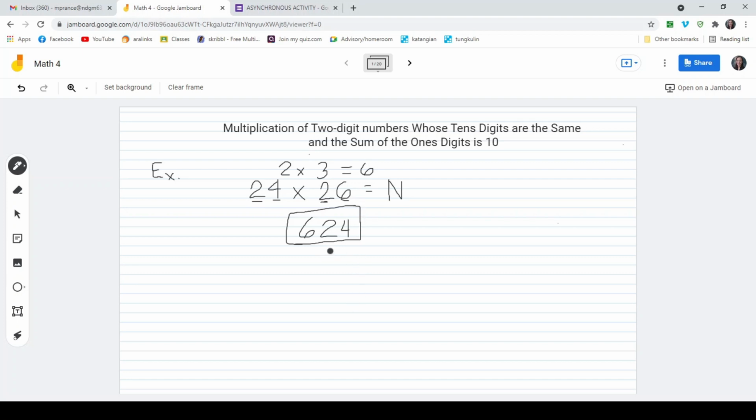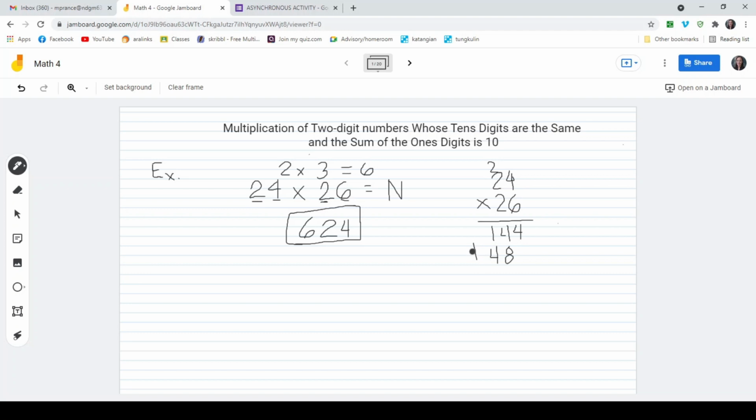So let's try if this is really correct. Let's do the long multiplication process. We have 24. Let's check if our answer is correct. 24 times 26. So 6 times 4 is equal to 24. You regroup. 6 times 2 is equal to 12 plus 2, 14. 2 times 4 is 8. 2 times 2 is 4.